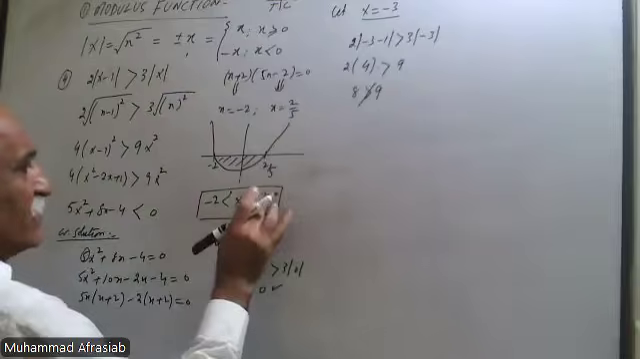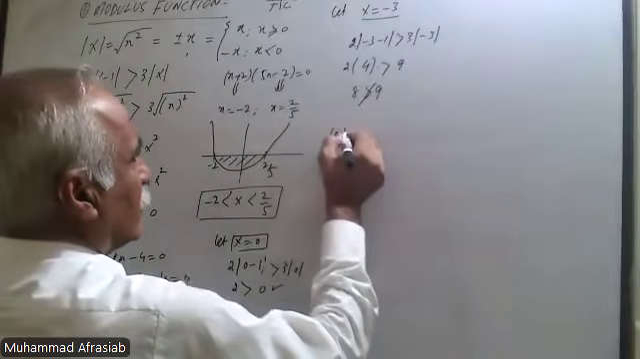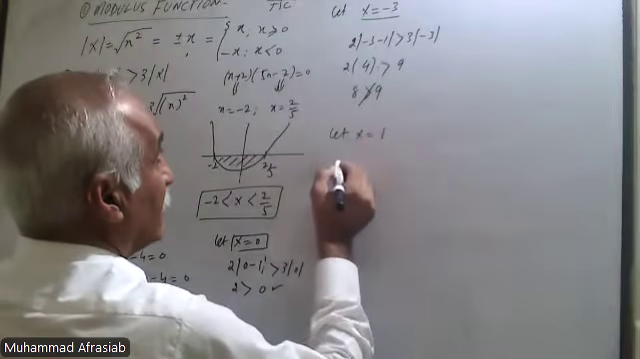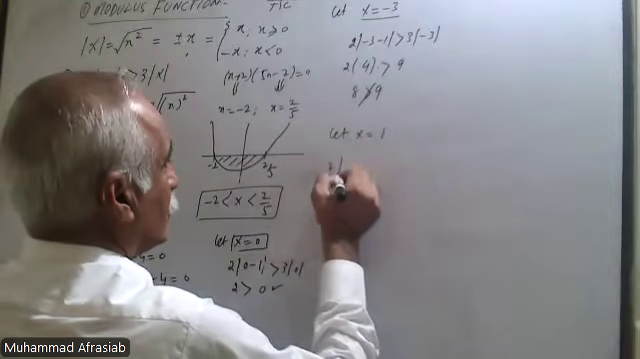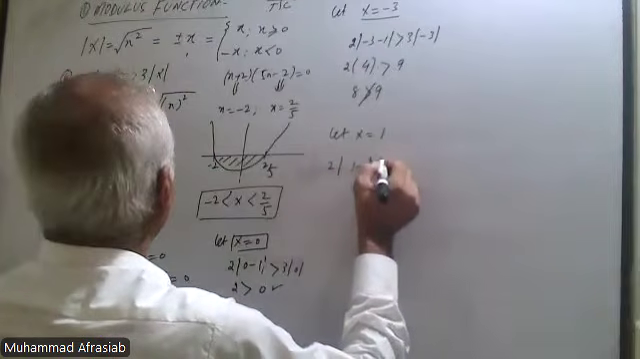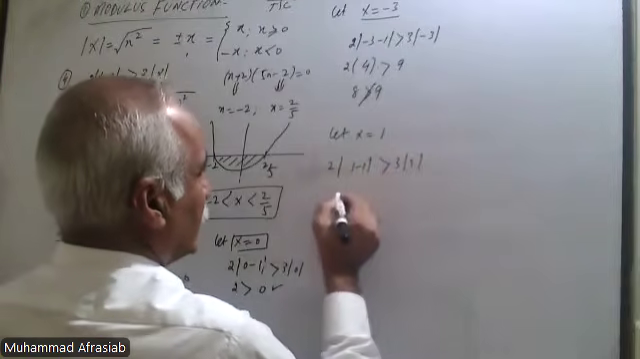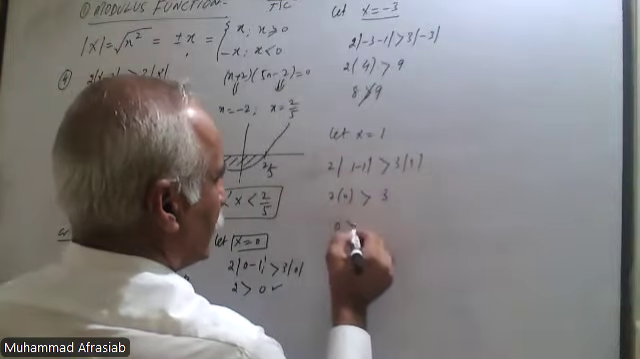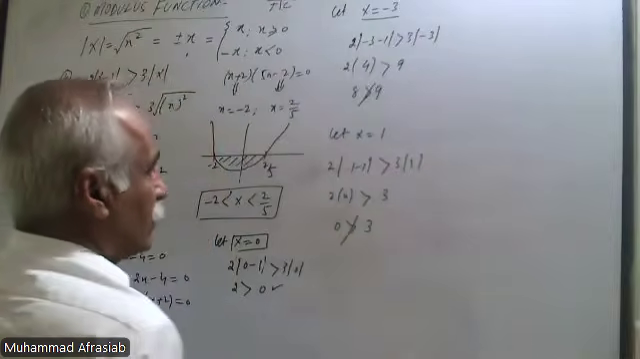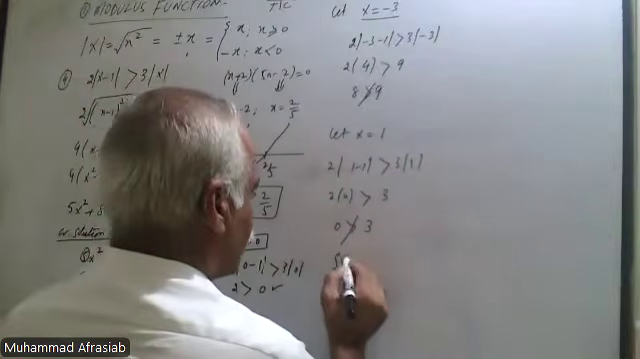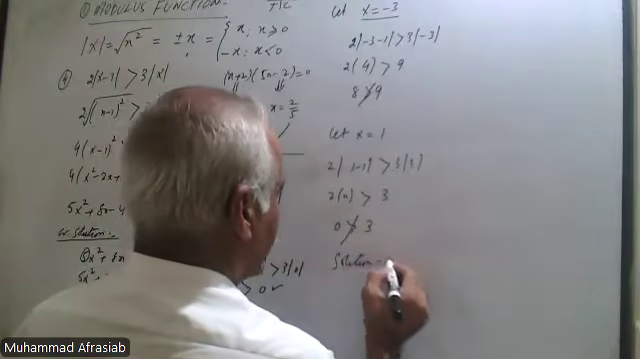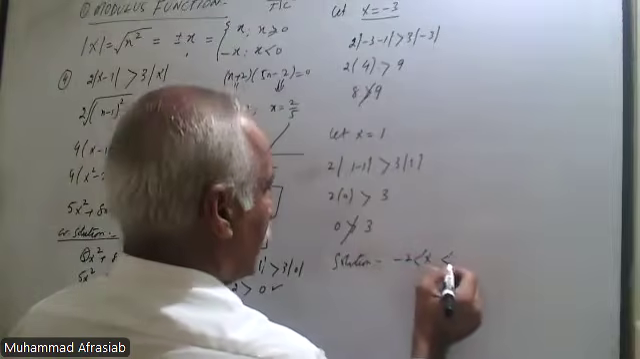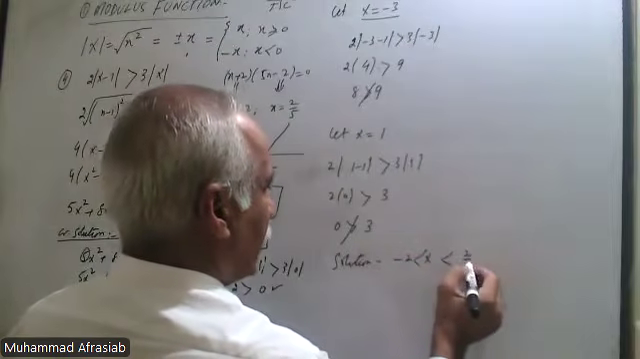Again, we can check after this 2 by 5. Now let x is equal to 1, then 2 modulus of 1 minus 1 is greater than 3 modulus of 1. So 2 into 0 is greater than 3. So 0 is greater than 3, which is again not true. So our solution set for this whole problem is x lying between minus 2 and 2 by 5.